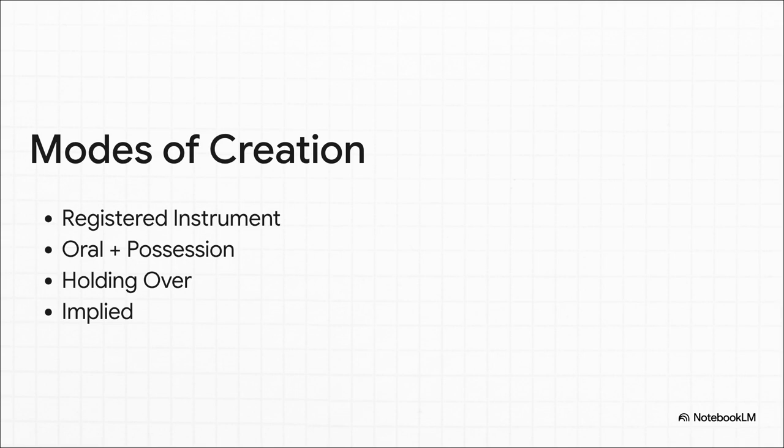Number 3, by holding over under Section 116. And number 4, by implied lease, created by the conduct of the parties. Instruct yourselves right now to specifically cite Section 116 when describing a tenant continuing possession via holding over. That's where the lessor accepts rent after the expiry, thereby implying a new lease. Evaluators are strictly looking for Section 116 there.